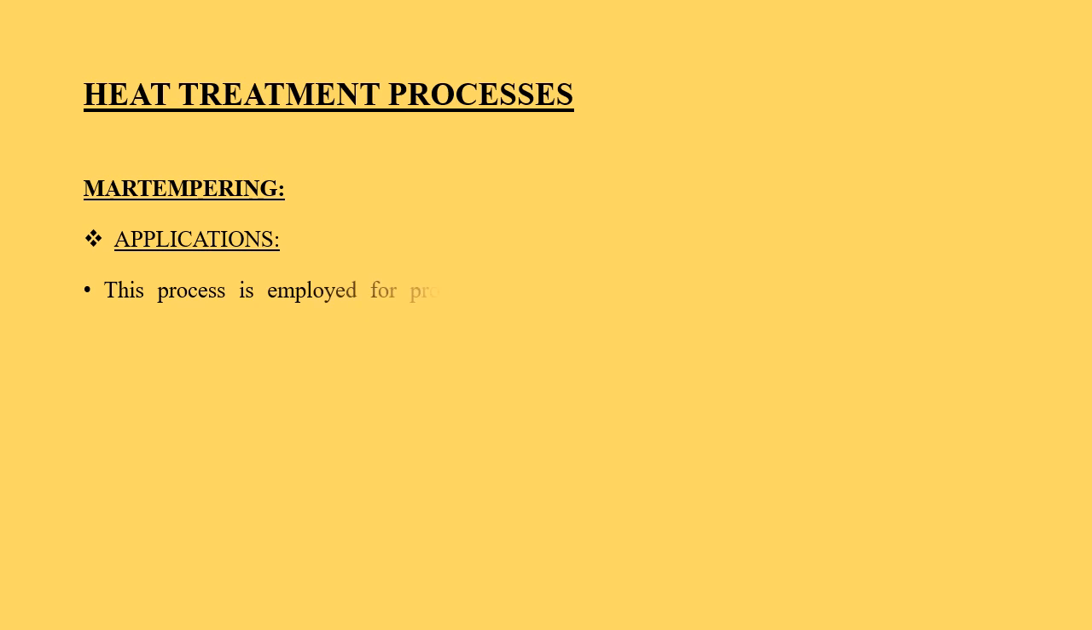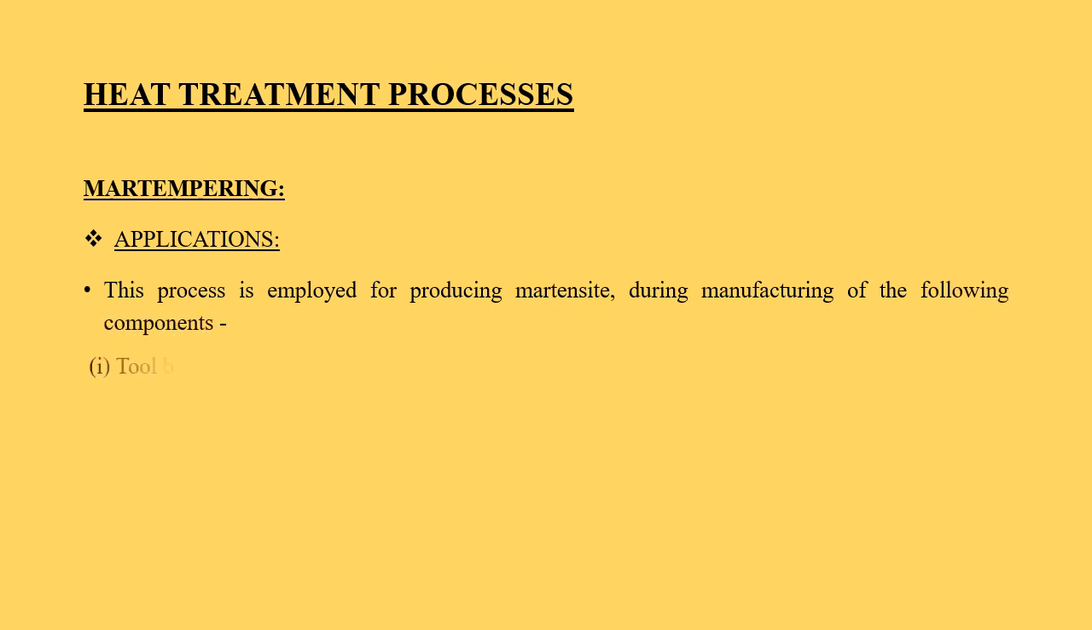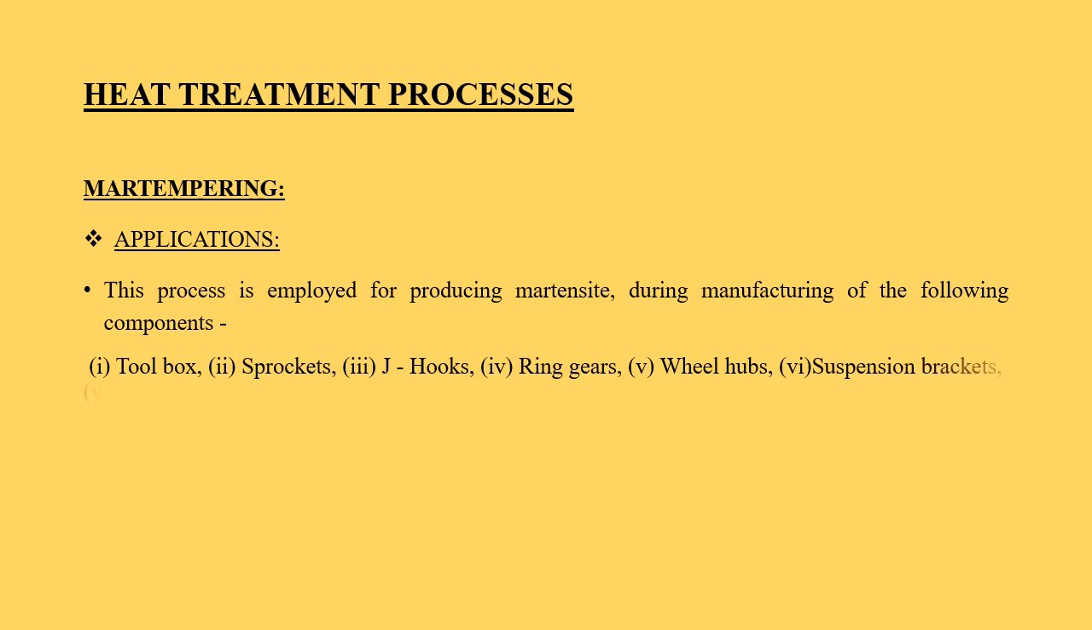This process is employed for producing martensite during the manufacturing of components such as toolboxes, sprockets, J-hooks, ring gears, wheel hubs, suspension brackets, differential housings, conveyor links, tool holders, etc.